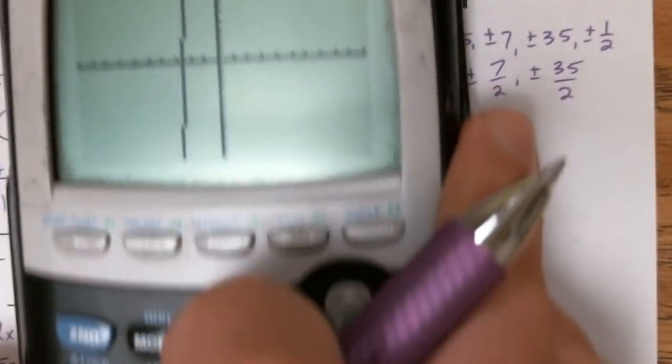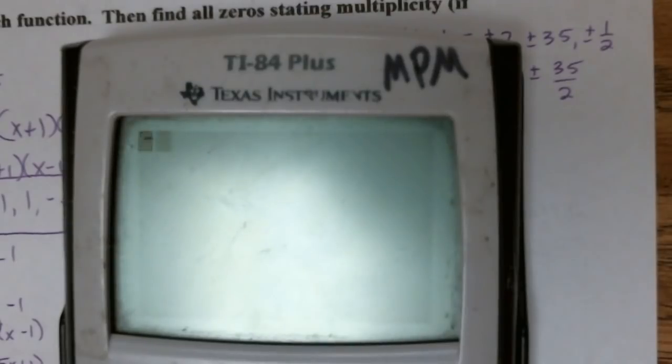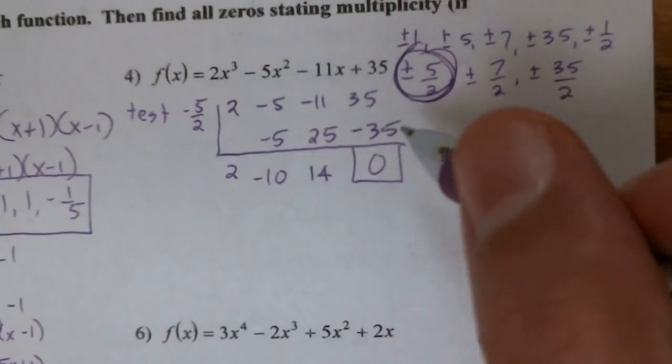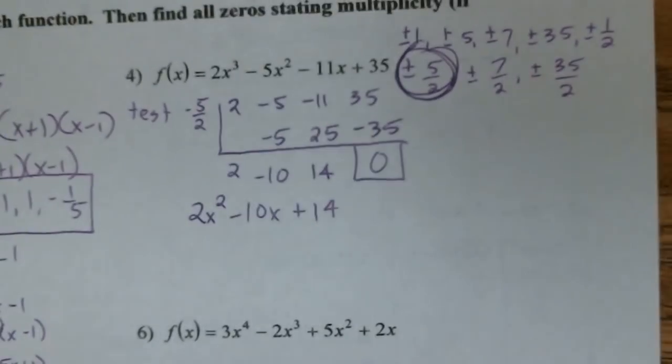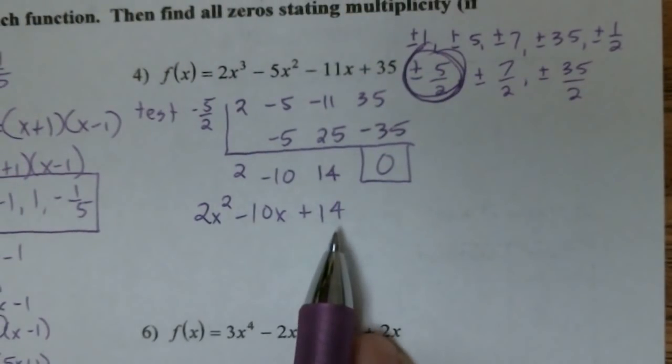Okay, so if you're not sure, just type that in your calculator. Negative 5 divided by 2 times 14, you get negative 35. All right, so now I'm down to my quadratic, so I have 2x squared minus 10x plus the 14. Okay, can I factor this?